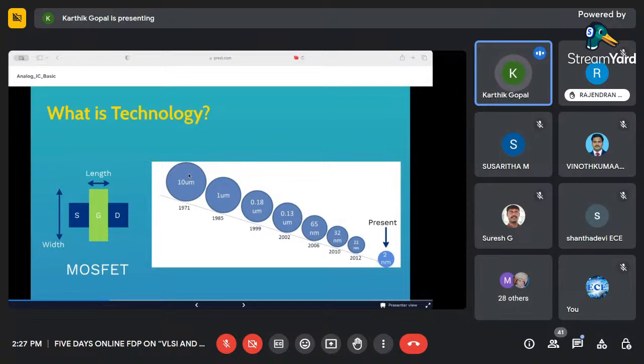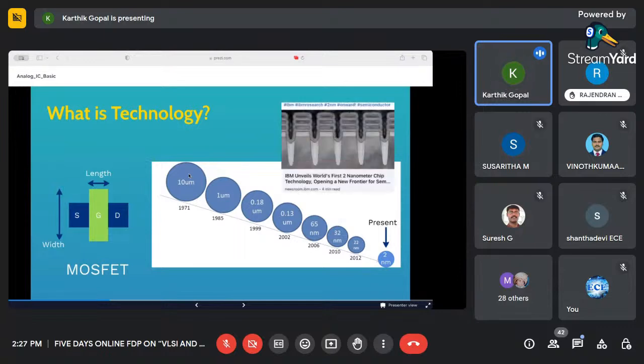So now the industry is coping up making the very finest, let's say in terms of sharpness. Right? So that is the level we are going. At present it is 2 nanometer, where IBM unveiled the world's first 2 nanometer chip technology. So we are now trying to shrink the length.